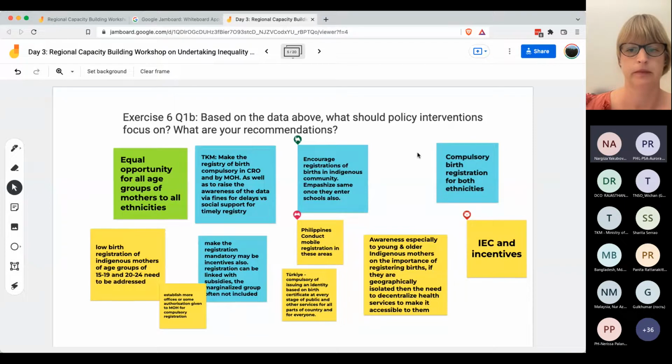And so I see a couple of comments about compulsory birth registration for both ethnicities. I didn't specify in the country of Populandia the situation, but in a lot of countries, registration is compulsory, but people still aren't doing it for whatever reason. So there are still some barriers that need to be overcome, whether it be cost or access or awareness or whatever it is. So sometimes compulsory isn't enough. It's a good start to have that legislative framework, but sometimes there are other things that need to be put in place in order to reach that goal.